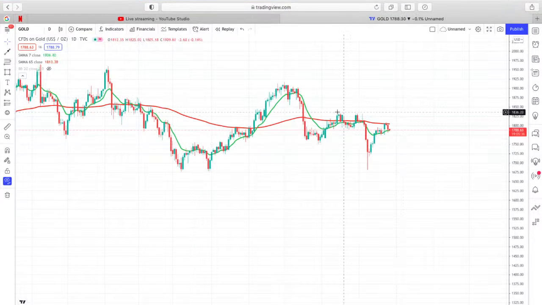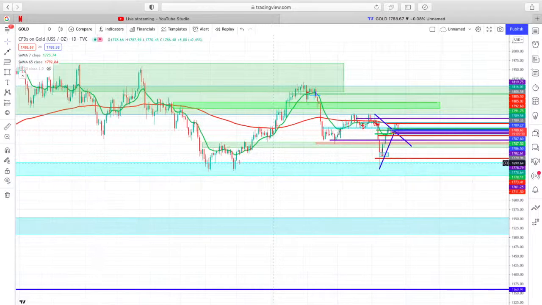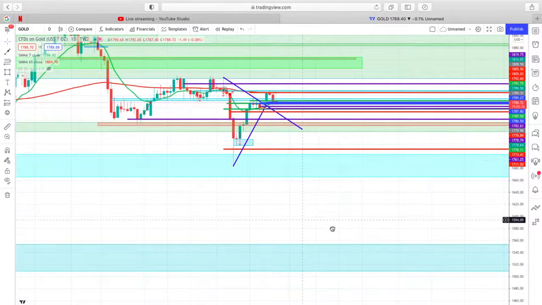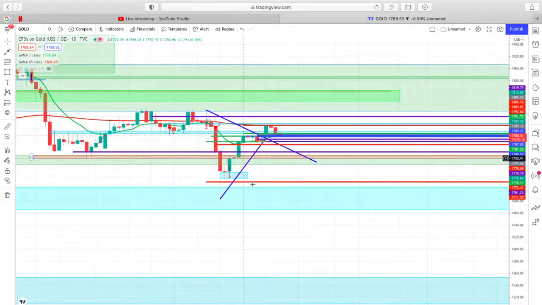For me, I would stay to the side on this one until I get a little more confirmation. The confirmation for me would be that I want to see prices go back up and break at least either this high over to the very left. I don't know if you guys can see it.